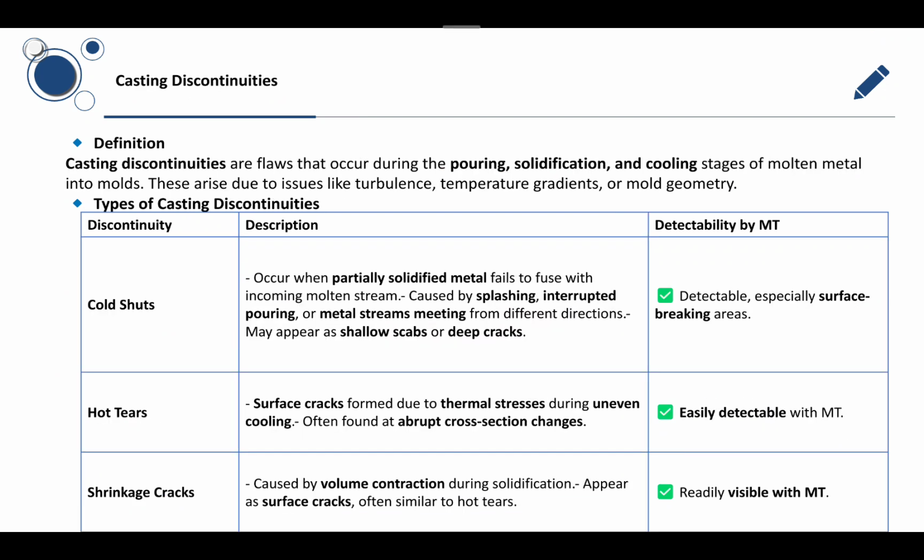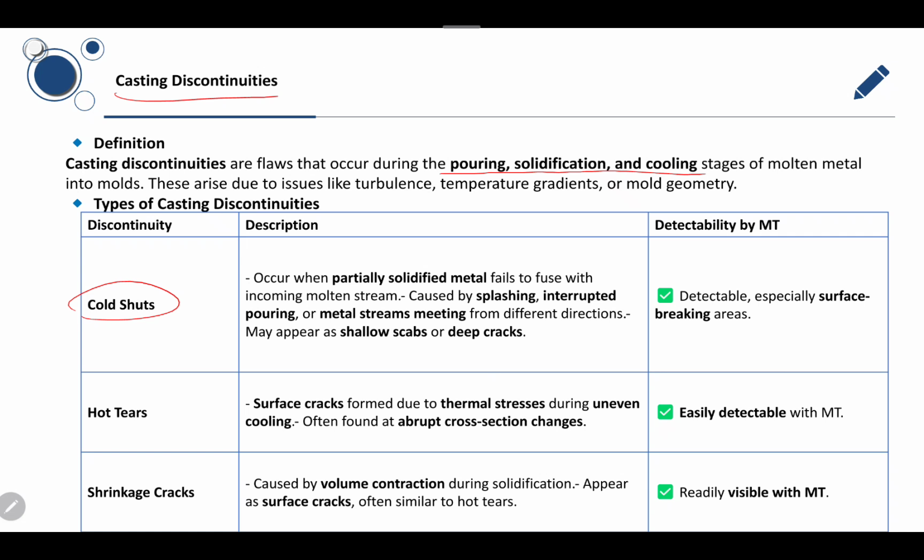The next is casting discontinuities. Casting discontinuities are flaws that occur during the pouring, solidification and cooling stages of molten metal into molds. Issues like turbulence, temperature gradients or mold geometry contribute to their formation. Common casting discontinuities and their MT detectability.